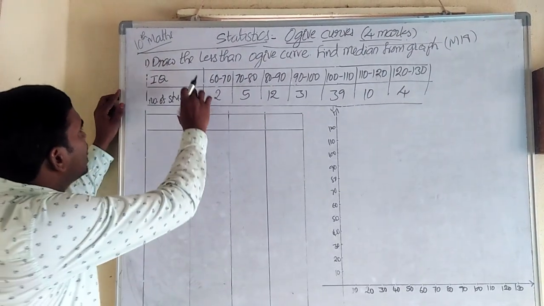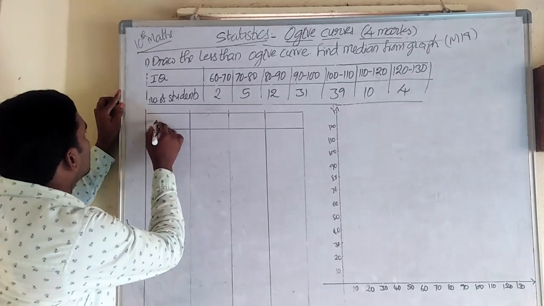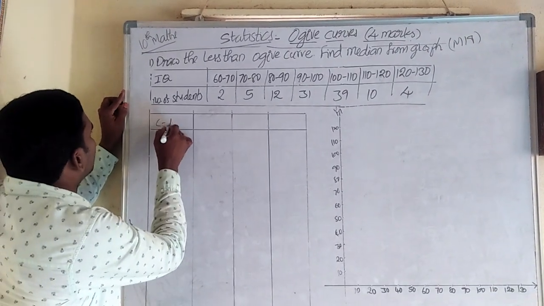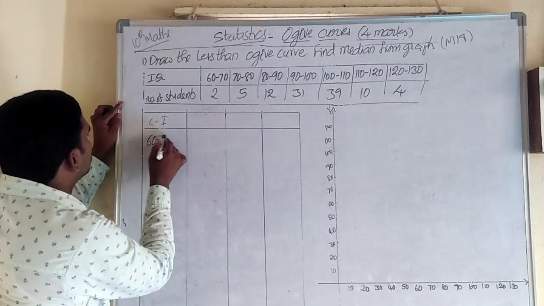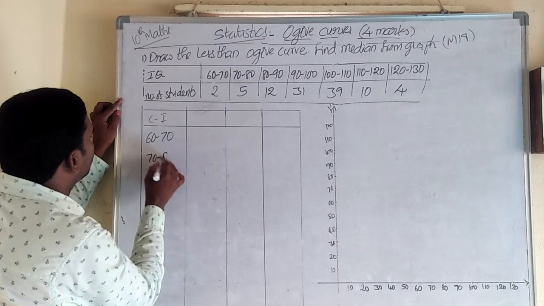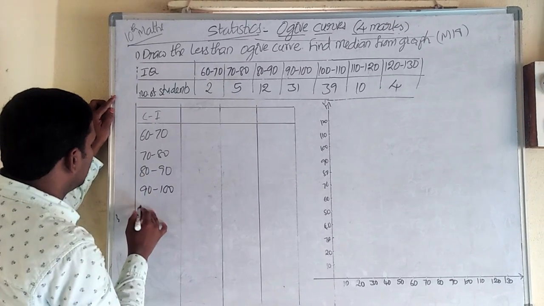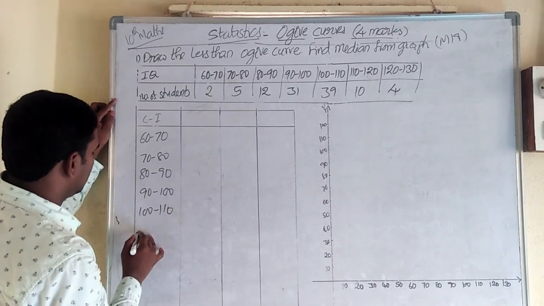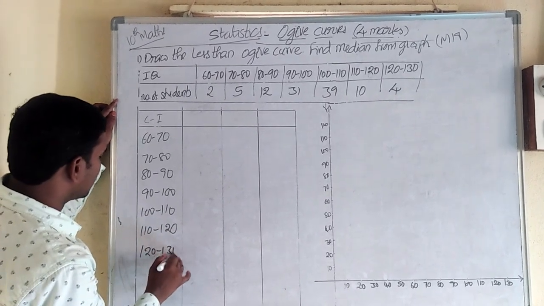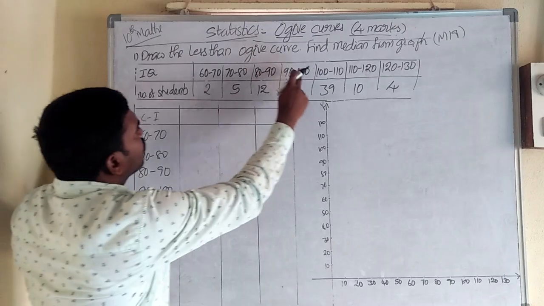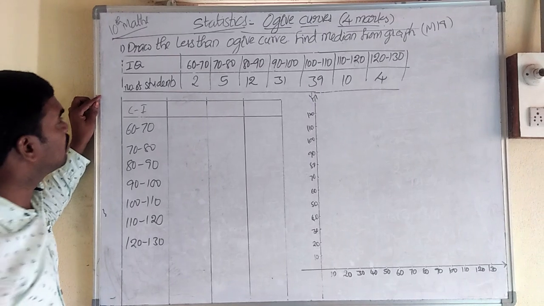First of all, write the first row terms in the first column. What is that? IQ, taken as class interval, CI. What is that? 60 to 70, next 70 to 80, next 80 to 90, next 90 to 100, 100 to 110, next 110 to 120, next 120 to 130. Okay, now how many are there? 1, 2, 3, 4, 5, 6, 7. Now everything is written.